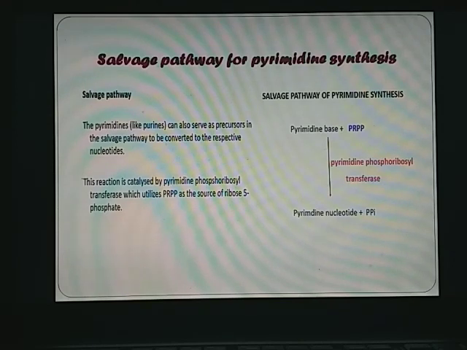Then salvage pathway for pyrimidine synthesis. So the salvage pathway for synthesizing pyrimidine nucleotides occurs from already pre-existing pyrimidine bases, where the pyrimidine bases take ribose 5-phosphate from phosphoribosyl pyrophosphate in the presence of the enzyme pyrimidine phosphoribosyl transferase to form a pyrimidine nucleotide plus pyrophosphate. So this is how the pyrimidine nucleotides are synthesized by the salvage pathway by utilizing pre-existing pyrimidine bases or pyrimidine nucleotides.